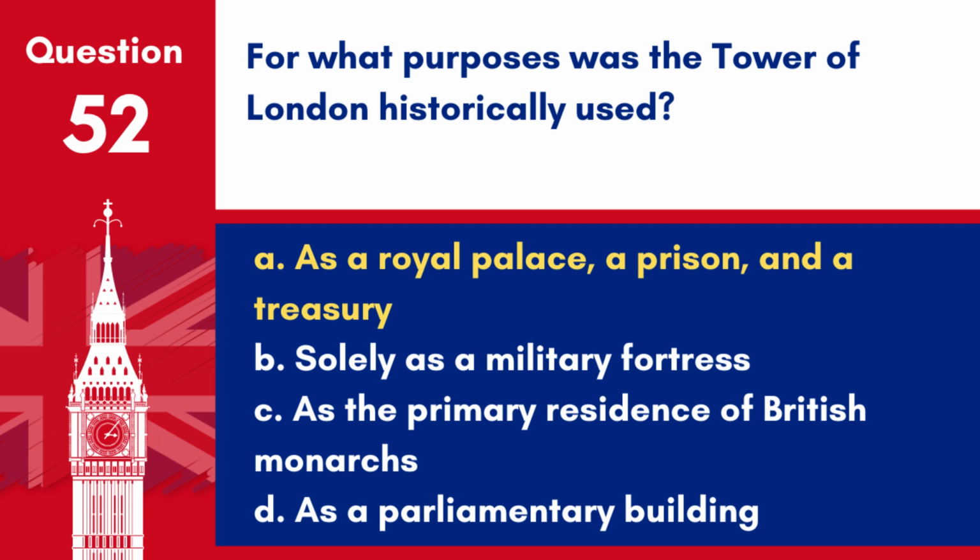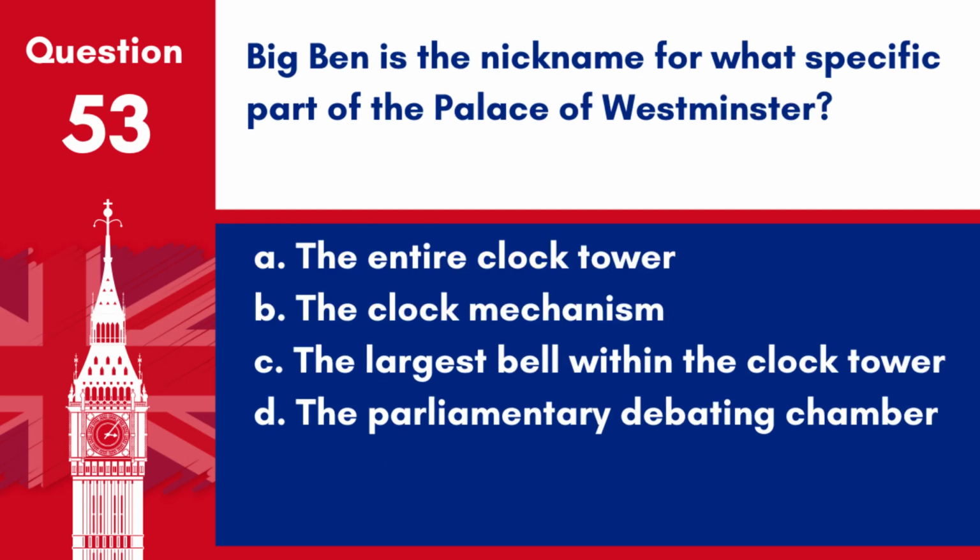Answer: A. As a royal palace, a prison, and a treasury. The Tower of London has served multiple purposes throughout history, including as a royal residence, a prison for high-profile inmates, and a treasury. Question 53.